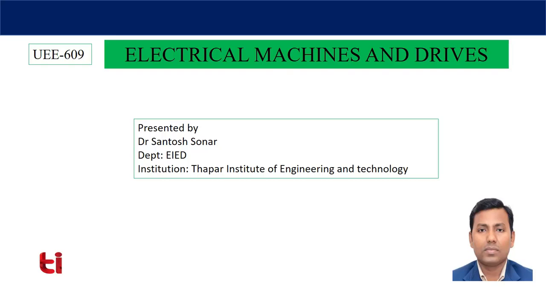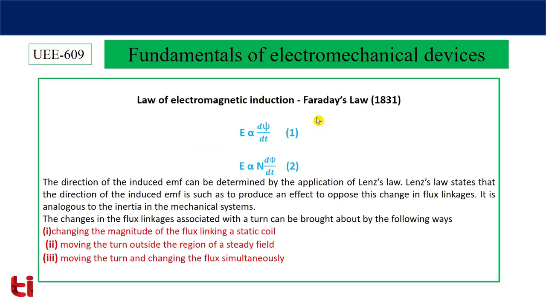Today we will discuss the transformer only, based on whatever we have discussed in the last class. So this is nothing but Faraday's laws of electromagnetic induction. It is derived from there that E is proportional to dψ/dt. Psi is nothing but the flux linked with the coil. So if the flux linked with the coil changes, then only EMF will be induced.